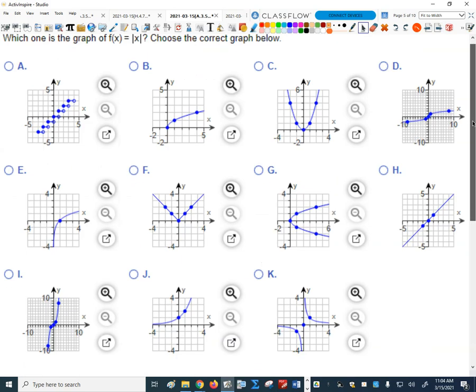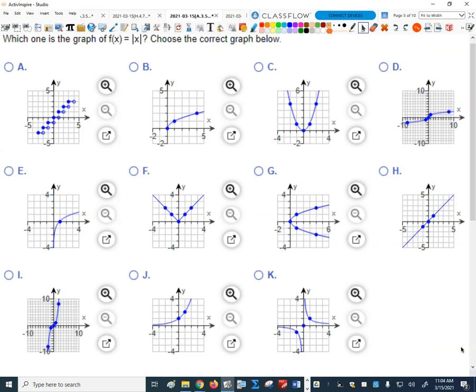Real quick, I'm just going to go through sample questions on the test here. Remember, test is Wednesday. Which of those parent graphs is the absolute value of x? Type your answer in chat. It wants to know which one is the graph of f of x equals the absolute value of x? So you have to be able to just recognize parent graphs on this one.